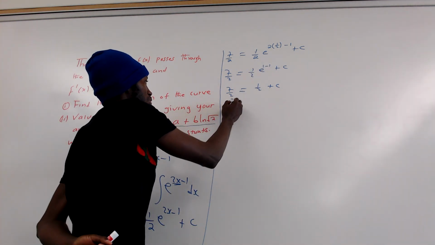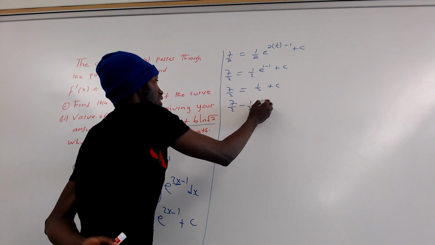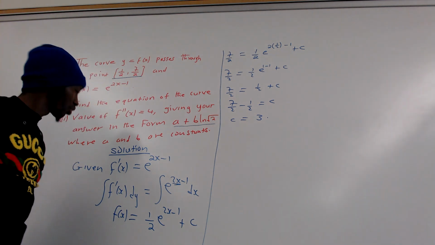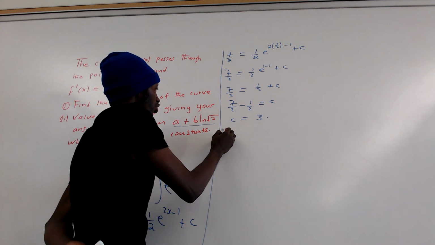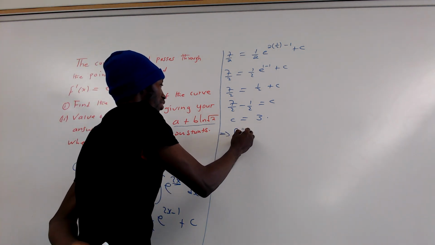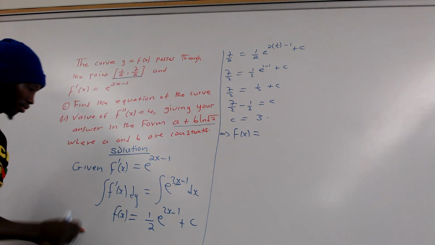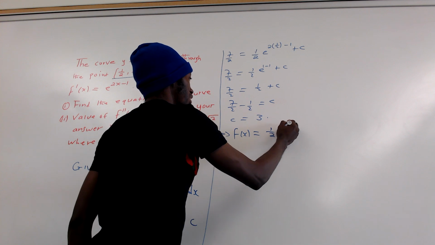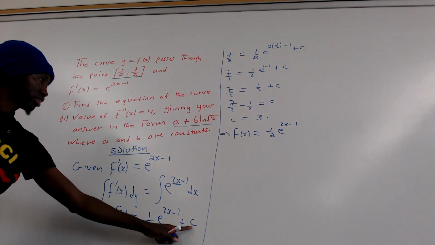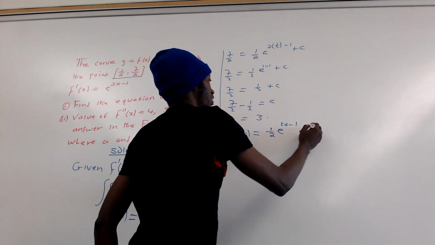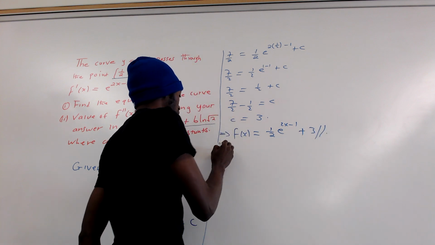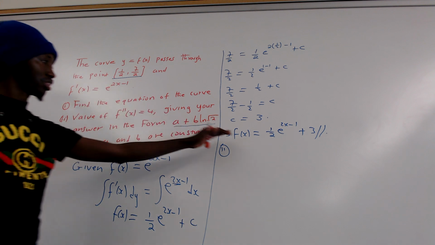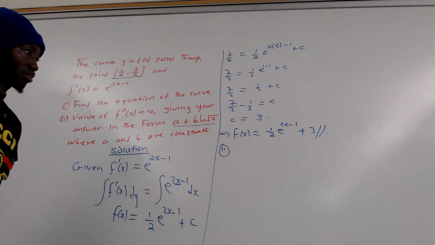So 7 upon 2 minus half equals c, which gives us the value of c to be 3. So in this case the function f of x becomes half e raised to 2x minus 1 plus c, and c is 3. This is the first part of the question. We are required to find the curve. The curve for this equation is f of x equals half e raised to 2x minus 1 plus 3.